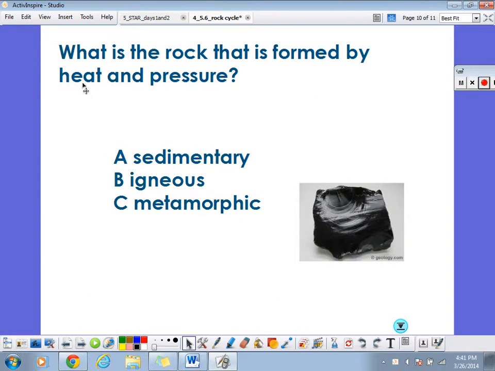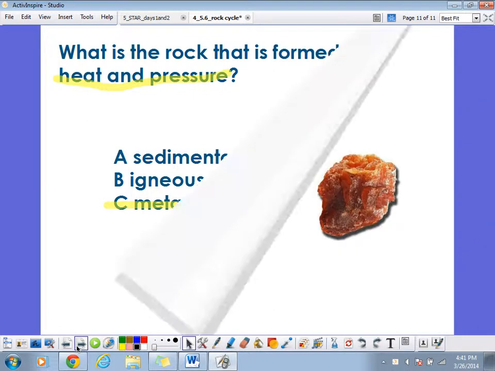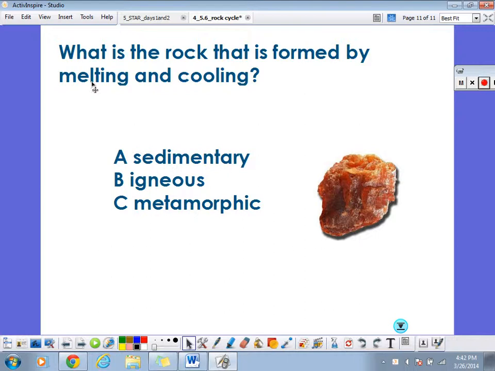What is the rock that is formed by heat and pressure? 15 seconds. Alright, the rock that is formed by heat and pressure is C, metamorphic rock. Heat and pressure are metamorphic rocks. And the last one. What is the rock that is formed by melting and cooling? 15 seconds. The correct answer is igneous rock is formed by melting and cooling.